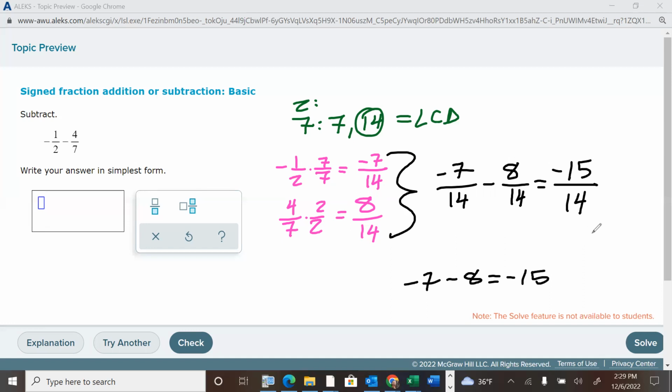Negative 15. Or, like I've said before, you can write it like that, with the negative out front, or you can write it with the negative in the bottom. I tend to put it on top, but it doesn't matter. Just make sure you have just one negative sign in your answer. So that is how it is done.